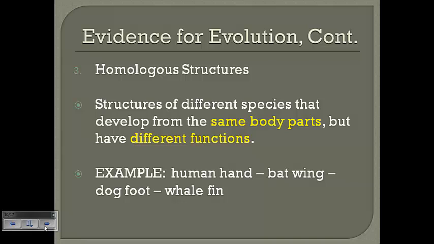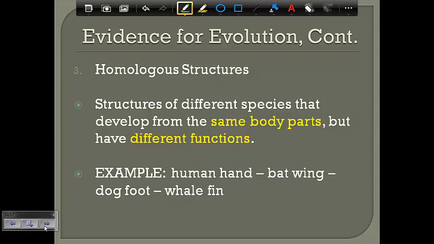So, a human hand, a bat wing, a dog foot, and a whale fin obviously have, again, different functions, right? They do different things. We use our hand for grasping. A bat uses its wing for flying. Our dog uses its foot for walking, and a whale uses its fin for swimming. So those are the different functions. But, as you'll see in a moment, they come from similar body parts. Again, showing that we share some connectedness, some relatedness to these different organisms.